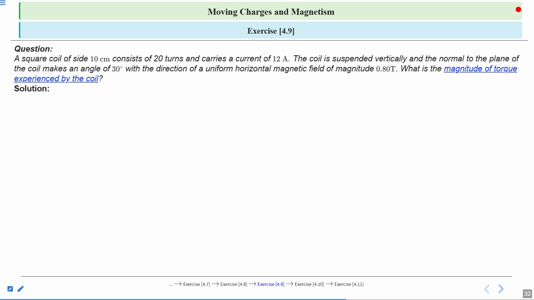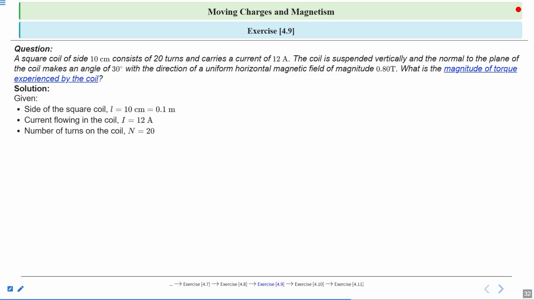So let's see the solution. What is given in the question? Side of the square is given, L equal to 10 centimeter, which is 0.1 meter. Current flowing in the coil is given, I equal to 12 ampere. Number of turns on the coil is given, N equal to 20. Magnitude of magnetic field is given, B equal to 0.8 Tesla.